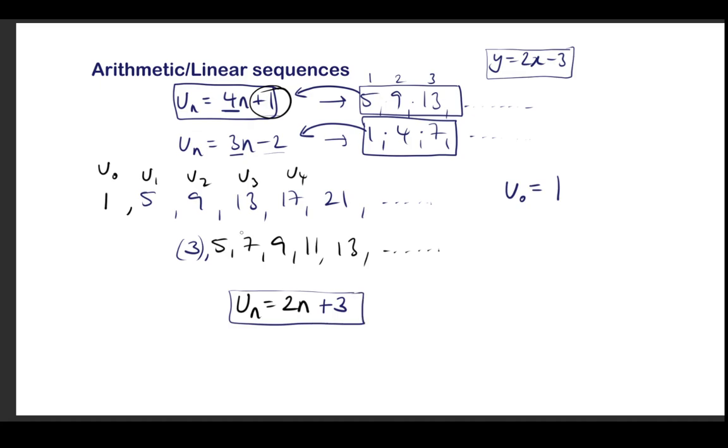If we try to work out the 5th number in the sequence, I would need to put 5 into my formula. 2 times 5 is 10, plus 3 makes 13. So for linear sequences, this is a good way to quickly and easily work out the formula. So let's do another one.